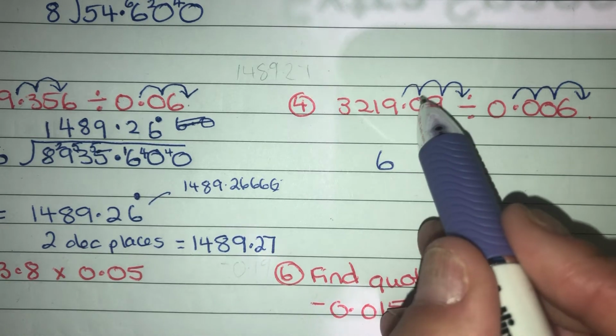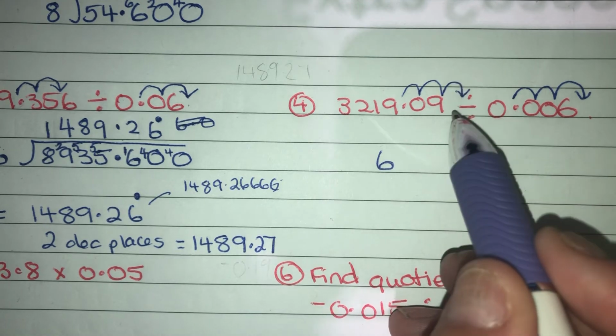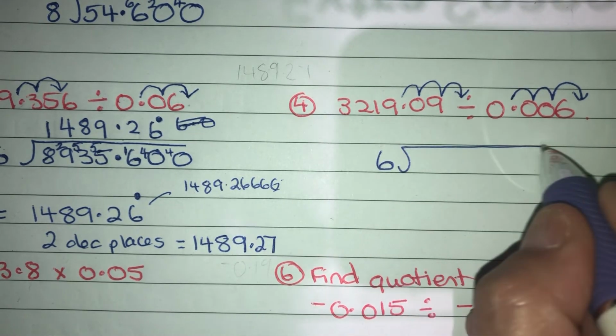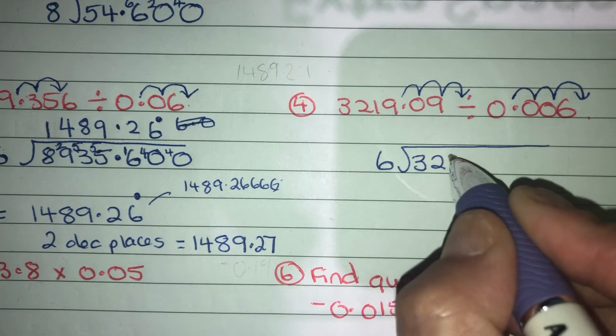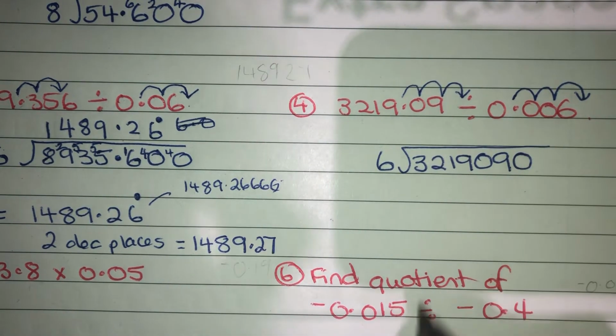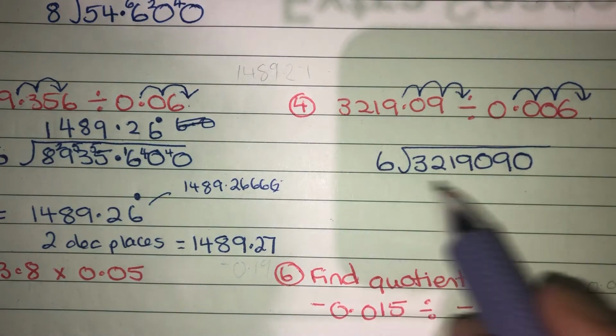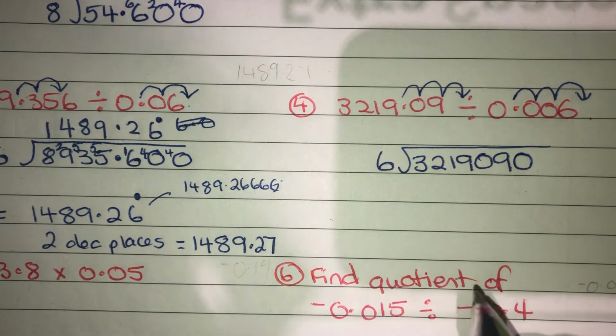If you multiply it by 10, you'll move there. 100, you'll move there. So another space is going to mean that your number is 3219090. All right. So let's multiply. I'm going to leave you to it again. Come back and have a look.